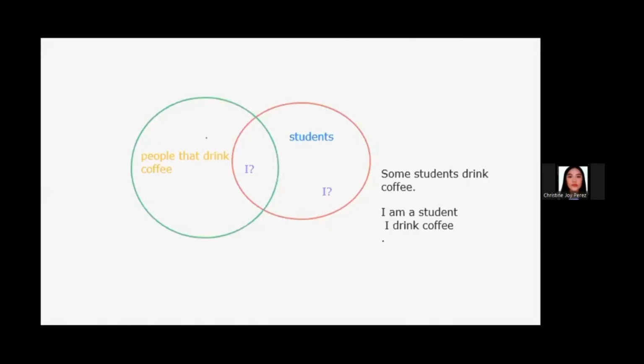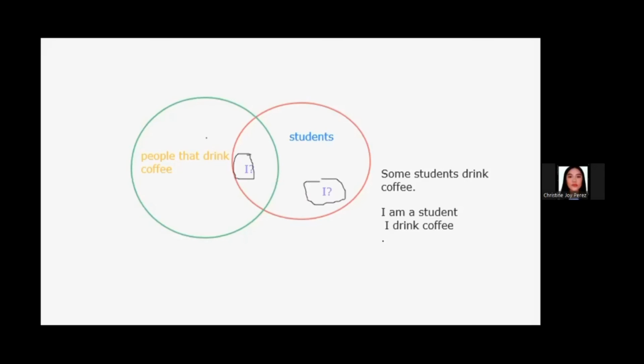And last, we have some students drink coffee. I am a student. I drink coffee. So this diagram shows that I can be inside the region for drink coffee or outside of it.